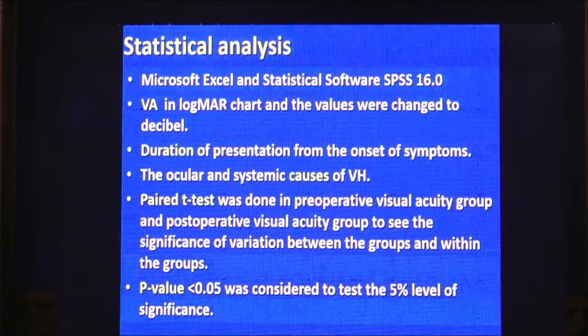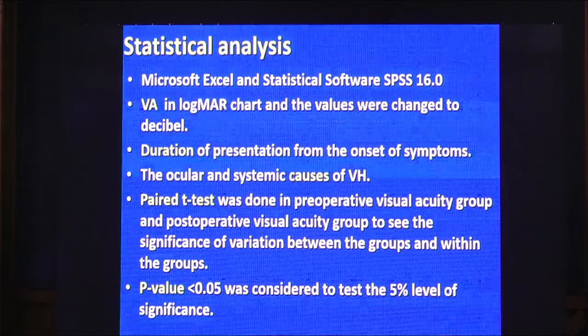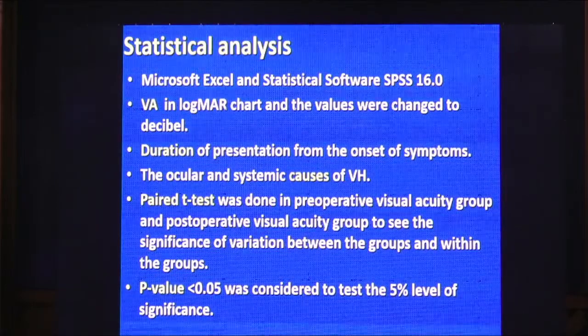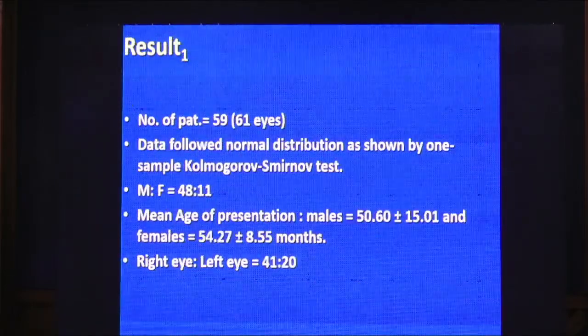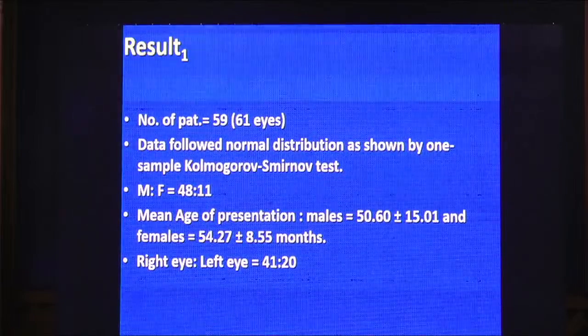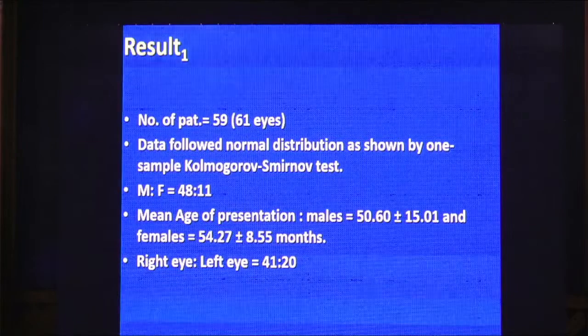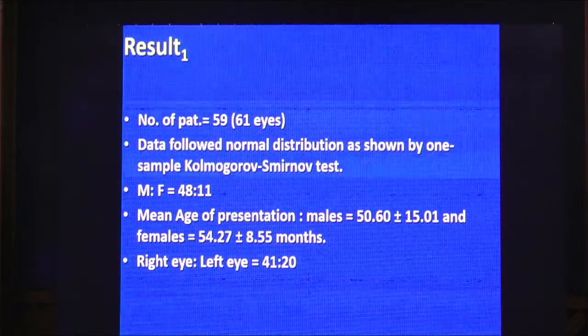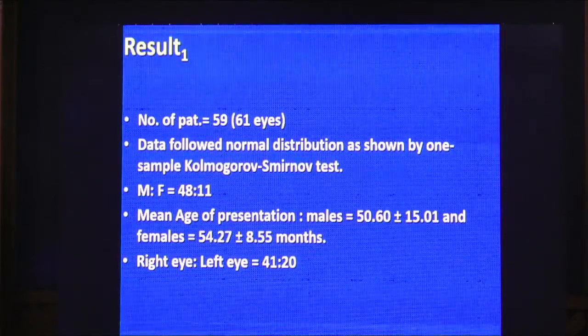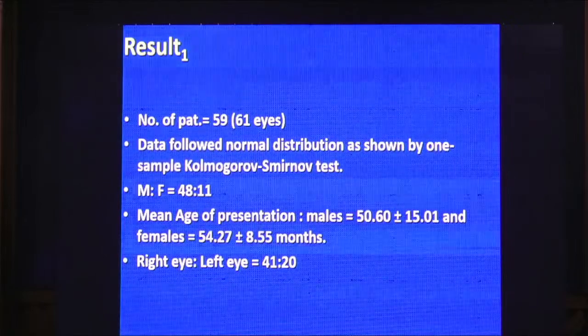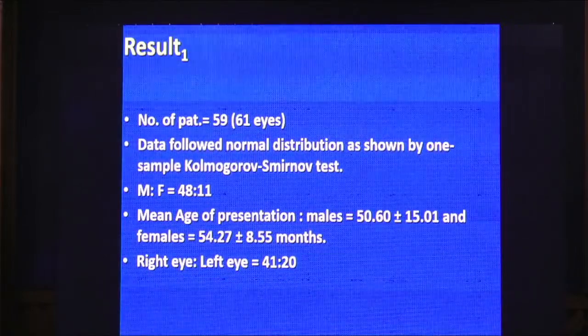Statistical analysis was done as standard, and a p-value less than 0.05 was considered significant at the 5% level of significance. What are the results? There were 61 eyes which followed a normal distribution of data, and the male to female ratio was 48:11. Mean age of presentation was 50 to 54 years.